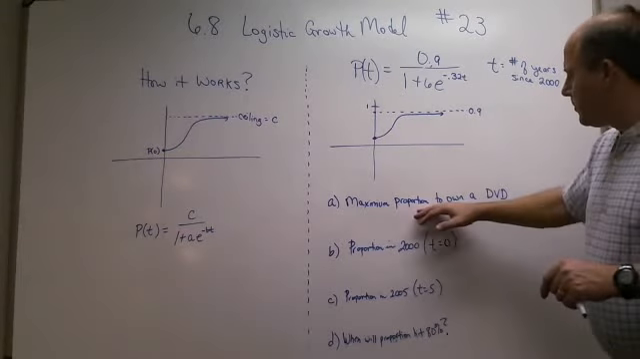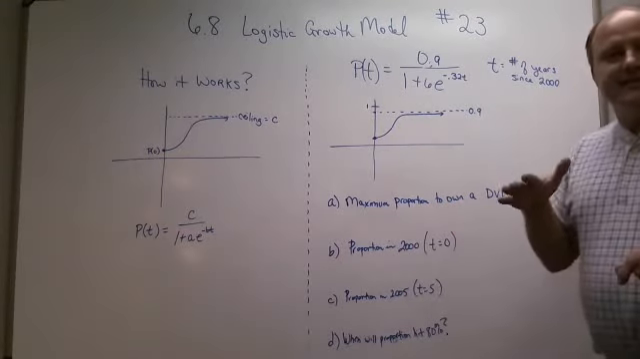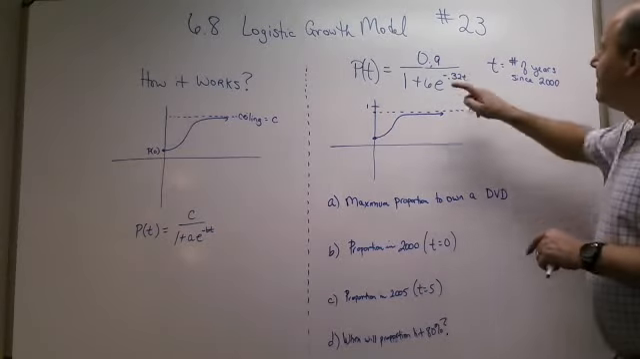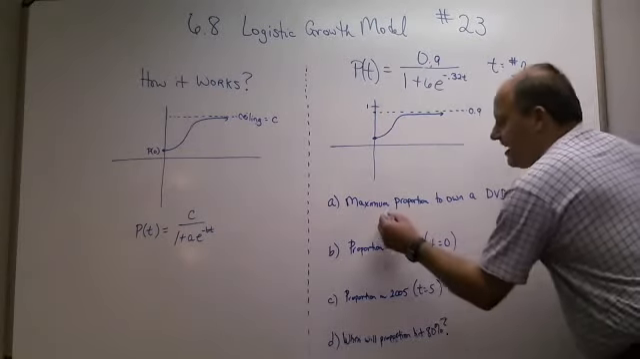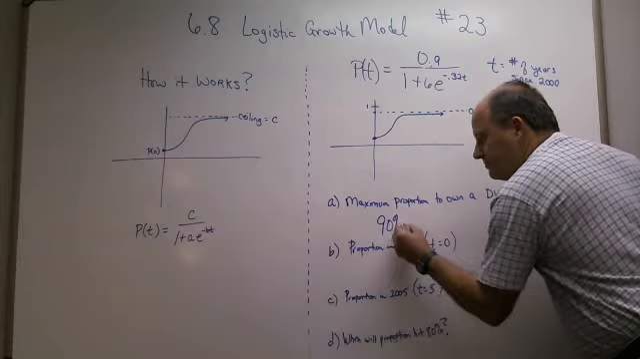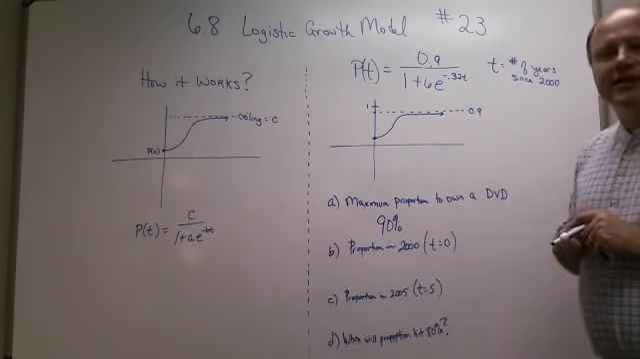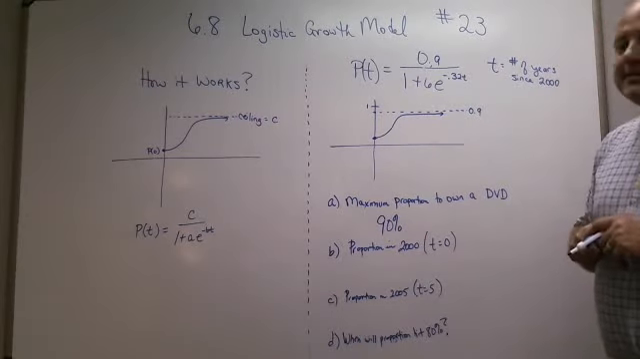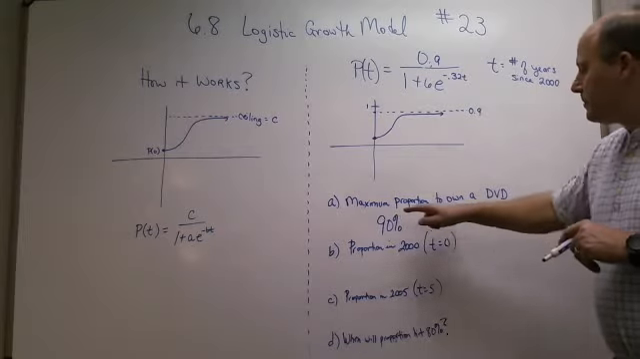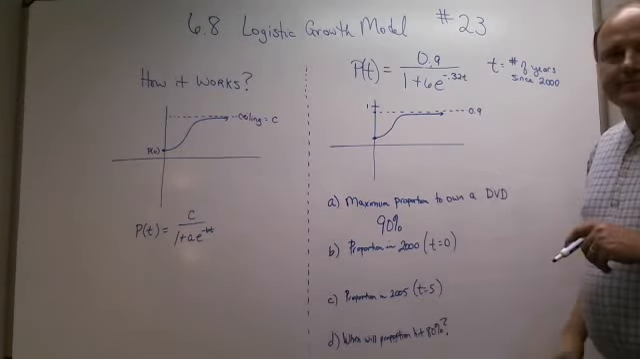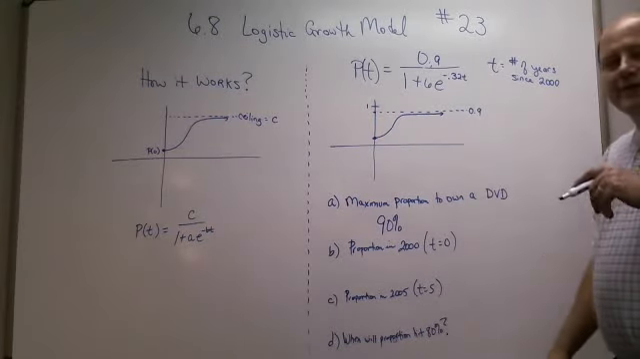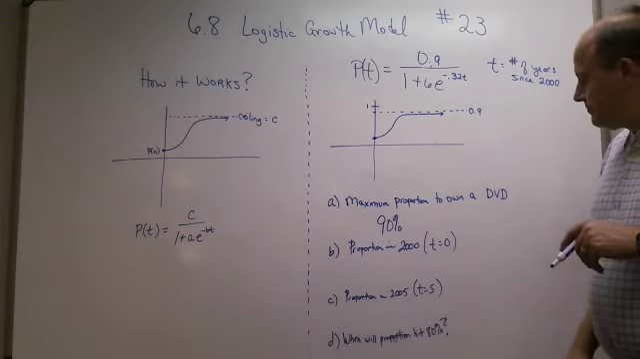What is the maximum proportion to own a DVD? That's the ceiling, so it's obviously the 0.9. You would just say it's 90%. So there is no plug and chug; it's just identifying what C is. That's what they're asking. Maximum proportion is always that number there, so it's always going to stay under 90%.